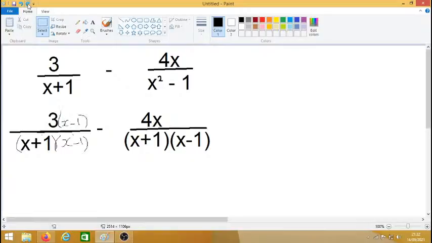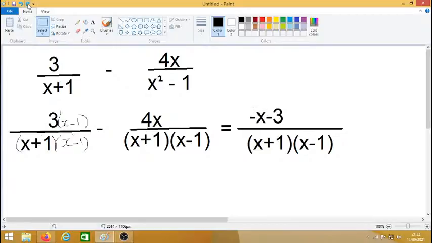Now working on the second fraction, I take a look at the first and I see, okay, what's there on the first that I don't already have? Nothing. I've got both things, the x plus 1 and the x minus 1. So that denominator is sorted, that's fine. And then expand out the brackets at the top and simplify it, and that's your answer.